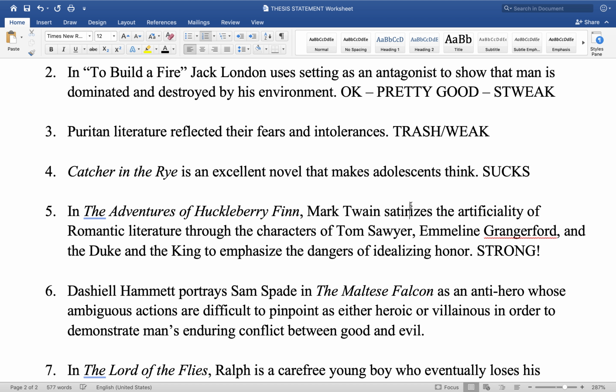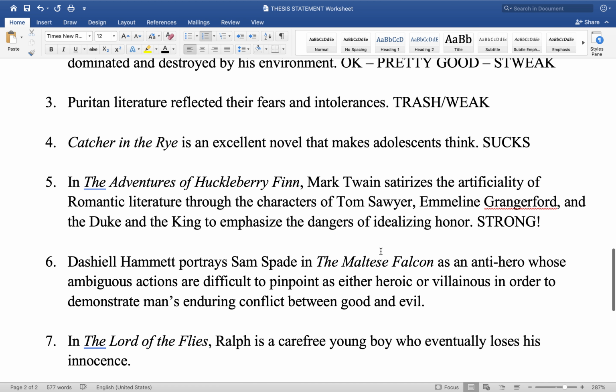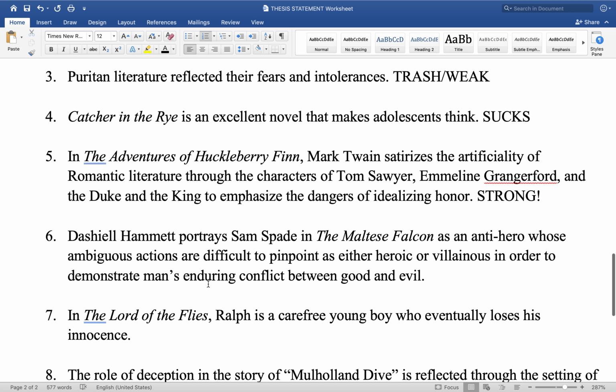He's using satire. What's he satirizing? Romantic literature through these characters. It's pretty complex. And it emphasizes the dangers of idealizing honor. This is pretty much a theme, saying that idealizing honor is dangerous. Either way, it's definitely an ultimate effect. Why are they doing this? Twain's doing this to emphasize this idea. So I like this one. Let's look at number 6.